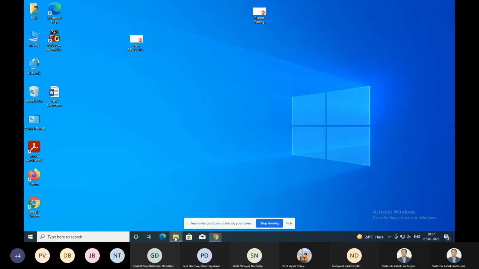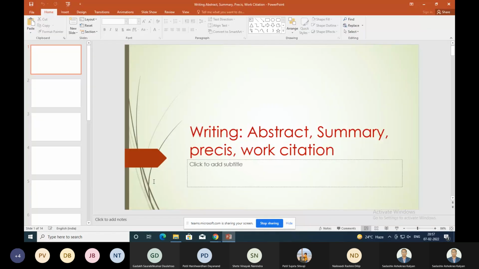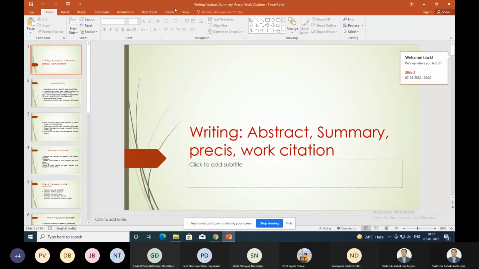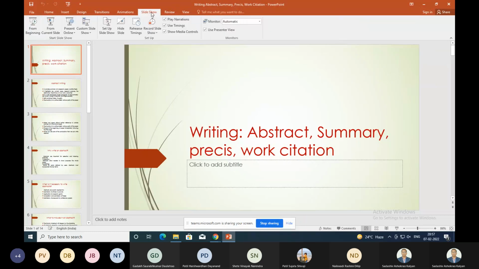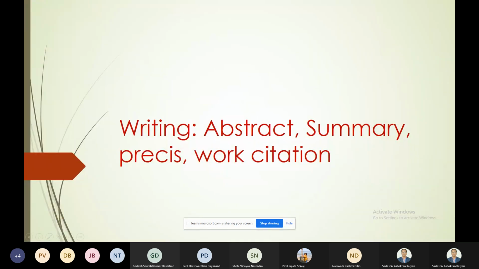Now we have one more important point that I would like to start in today's class. It is related to our writing skill, and that is how to write an abstract, how to write a summary, how to write a precis, and how to do the work citation. These are some of the points related to our writing skill.